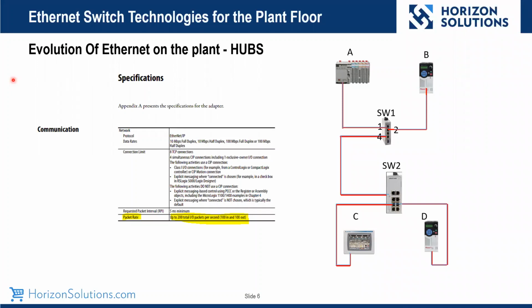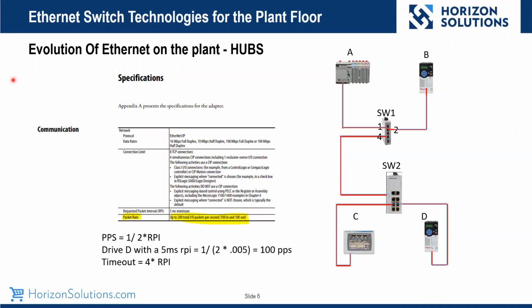So A is talking to D, and the RPI is 5 milliseconds. We can calculate how many packets per second it is with the simple equation: 1 over 2 times the RPI. So at 5 milliseconds, drive D is getting the packet at 100 packets per second. But drive B is also getting 100 packets per second. So say this system had 4 drives on it at 5 milliseconds.